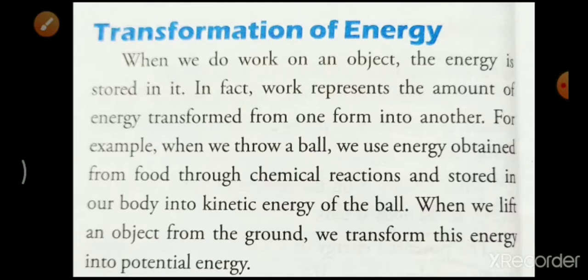For example, when we throw a ball, we use our body energy, that means muscular energy. We use energy obtained from food. We get that muscular energy from food through chemical reactions and it is stored in our body, and that energy can be transformed into kinetic energy of the ball. One more example: when we lift an object from the ground, we transform that muscular energy into potential energy, and that muscular energy we get from food through chemical reactions only. I hope all of you have understood this.